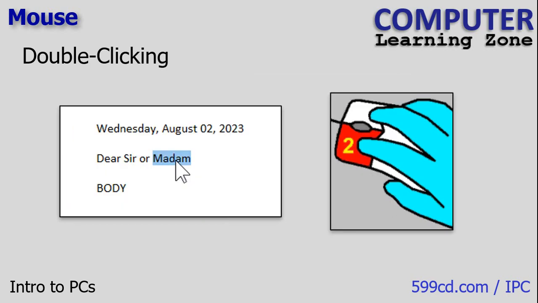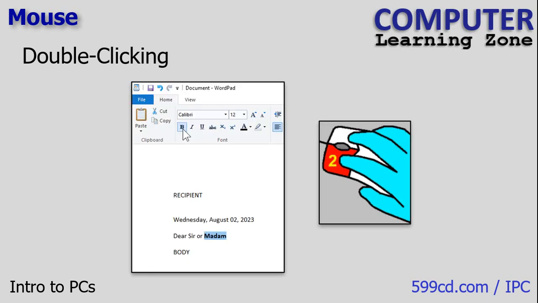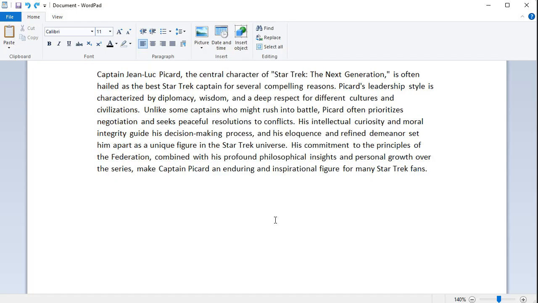In my WordPad document, if I double click a word, it selects that entire word, and then you can do stuff to that word. For example, I can then bold the word by clicking on the bold icon. Here's my document again. If I double click on the word captain, it selects that word. See, I can then click on bold, and it bolds that. I can double click on resolutions and underline it. See?